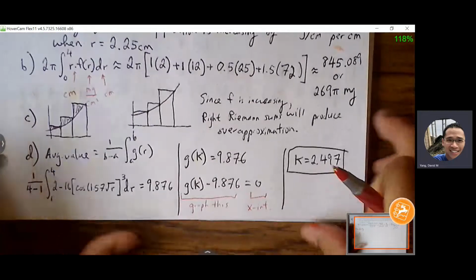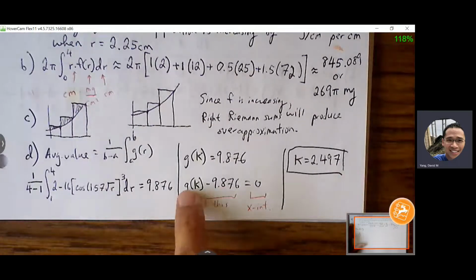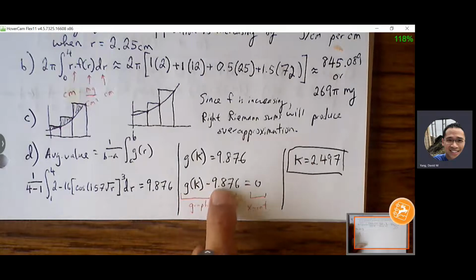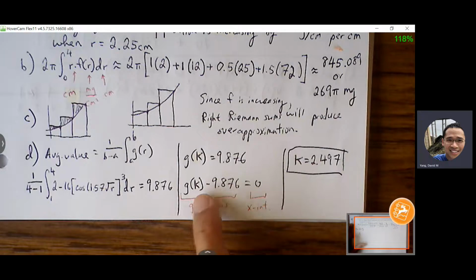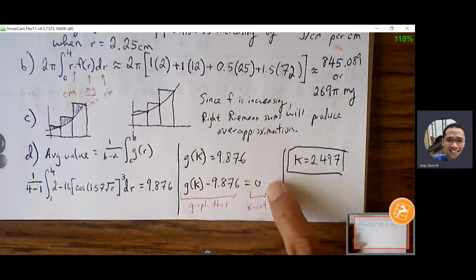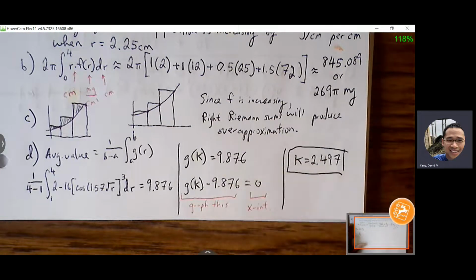So why don't we graph this instead? Graph g of k minus 9.876, put this in the calculator, and see where that graph is headed, and see where that x-intercept is, and look for it from that perspective.